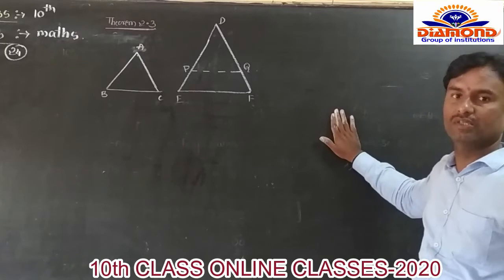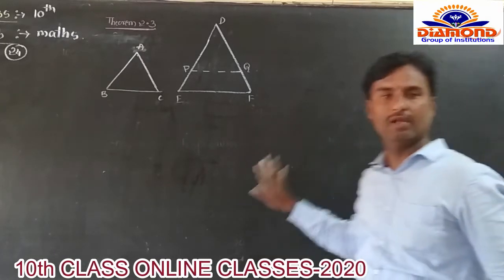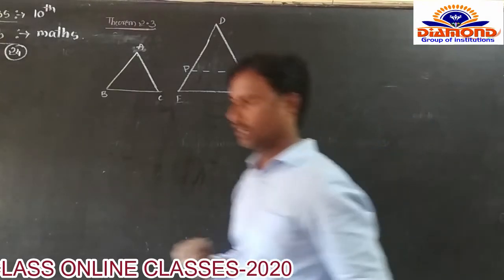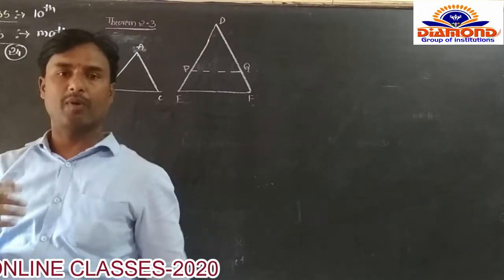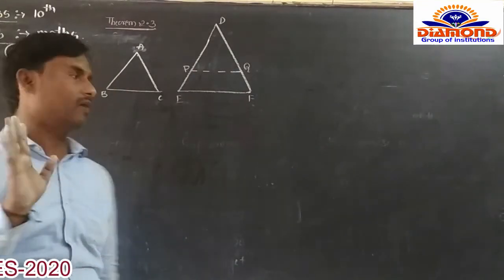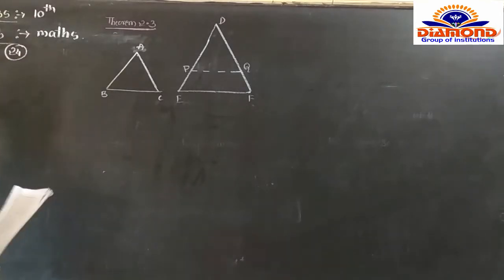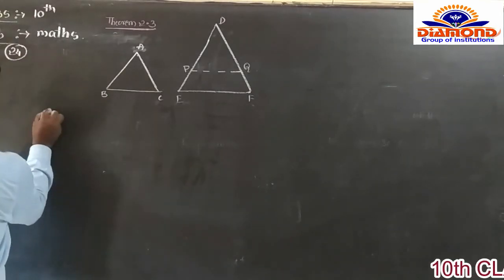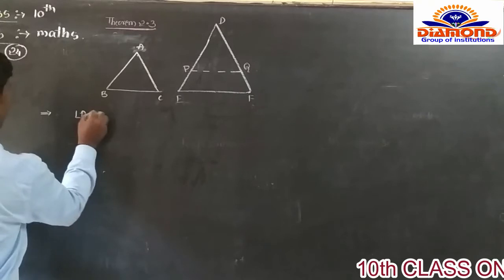The property of similar triangles is what? The angles are equal, but the sides are proportional. And the property of congruent triangles is what? Angles are also equal, sides are also equal. Okay. So now we are comparing here. In this triangle, angle A is equal to what? Angle B.